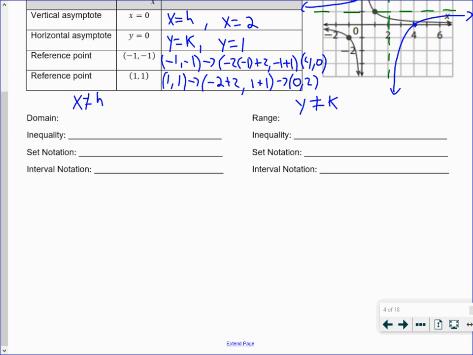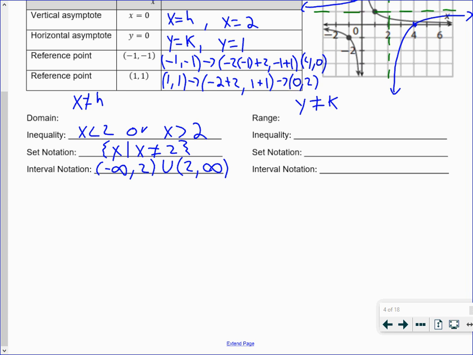So our inequality will be x is less than our h value of 2, or x is greater than our h value of 2. Our set notation is every value of x such that x does not equal h, or in this case 2. And our interval notation will be from -infinity up to our h value of 2, union, 2 up to infinity. And same thing, like I said before, we use parentheses on interval notation, since our x values can never actually equal -infinity or +infinity.